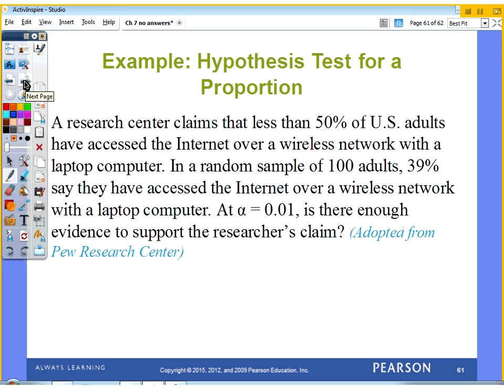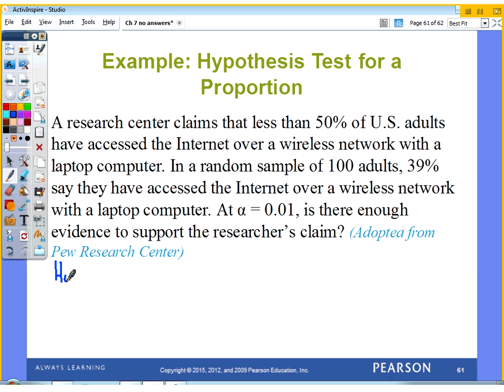So let's look at this example. A researcher claims that less than 50% of the U.S. adults have accessed the Internet over the wireless network with a laptop computer. In a random sample of 100 adults, 39% say they have accessed the Internet over a wireless network with a laptop computer. At alpha equal to 0.01, is there enough evidence to support the researcher's claim?